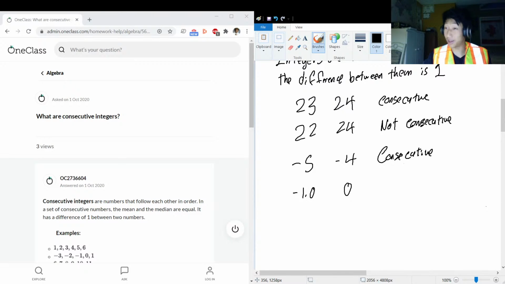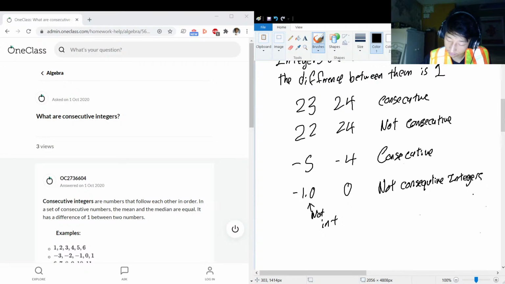Oh, wait a minute here. This is not even a proper question, because you see that point 0? Get that out of integer land. You're not invited to the integer party. This is like broken. This is not consecutive integers, because that's not even an integer.